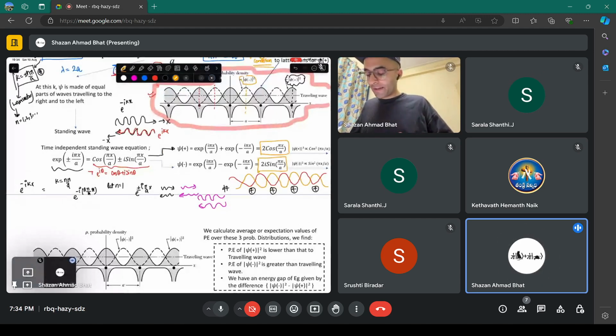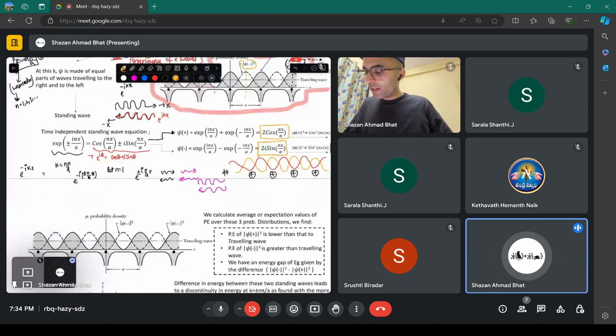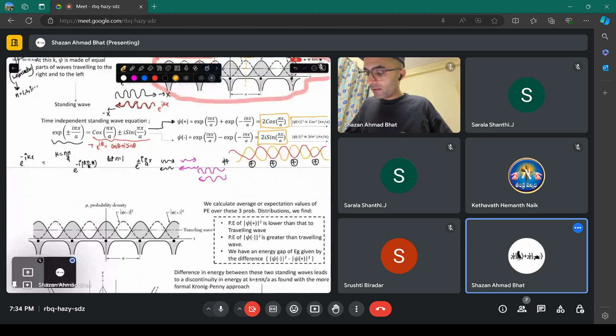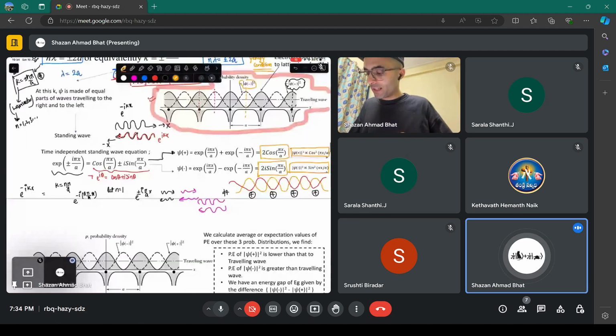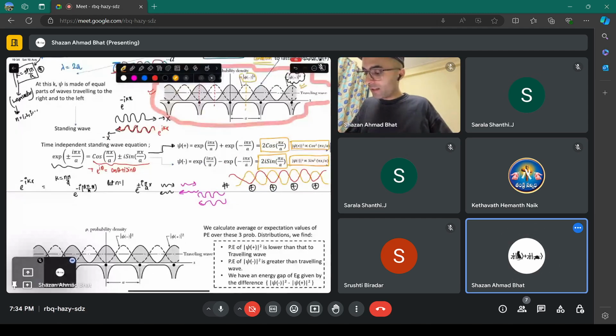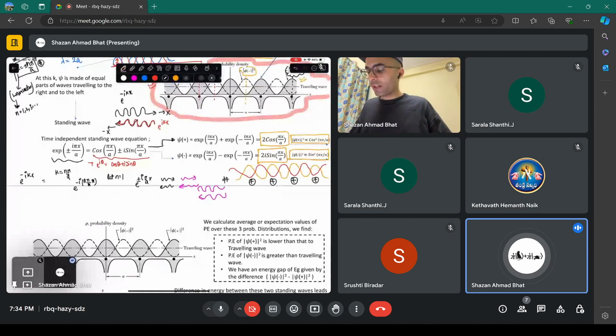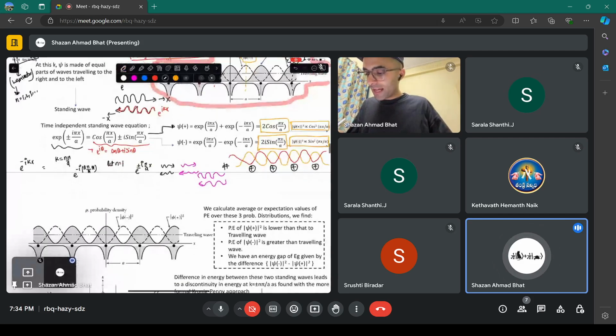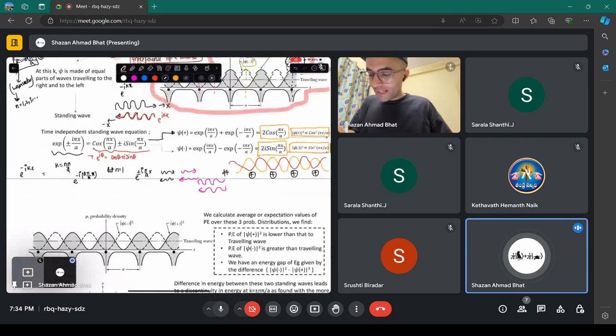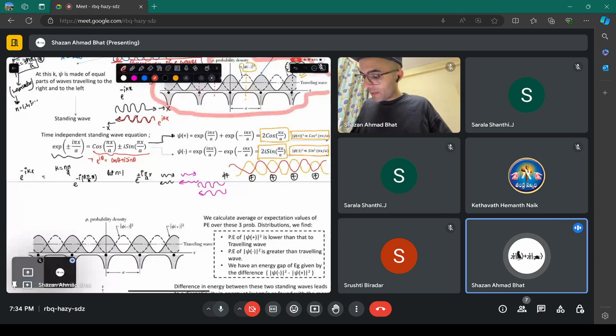Now if you take mod psi squared, you get the probability densities. That is what is shown here. One probability density is proportional to cos squared, the other to sine squared. That means for psi minus, the red one, psi minus squared is proportional to sine squared of pi x by a, and for the orange one, psi plus squared is proportional to cos squared of pi x by a. This is the simple mathematics.